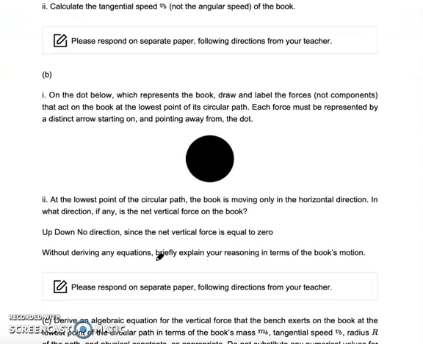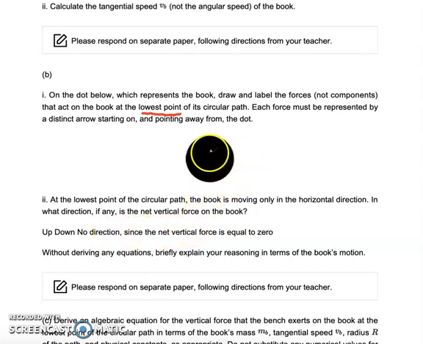All right, next, now it gets a little bit more interesting. So we want to draw a force diagram on the book when it is at the lowest point, I believe. Okay, and they make clear that there's nothing pushing it forward. Each force at the lowest point, the book is moving in a horizontal direction. In what direction is the net vertical force? Okay, and you have these.